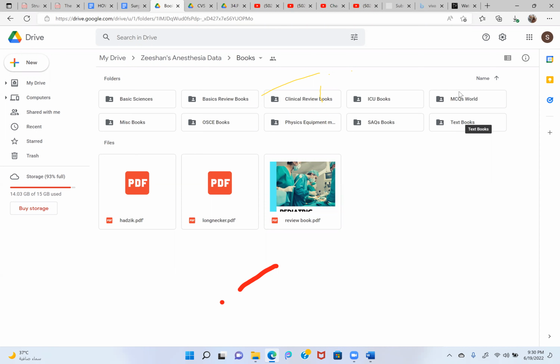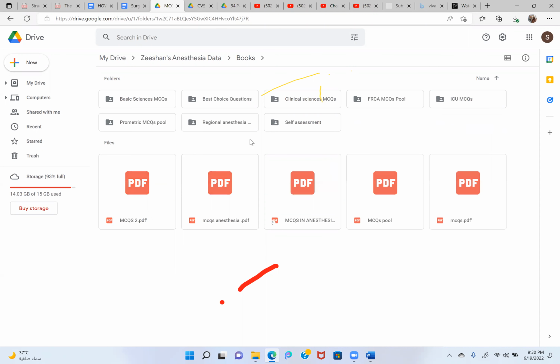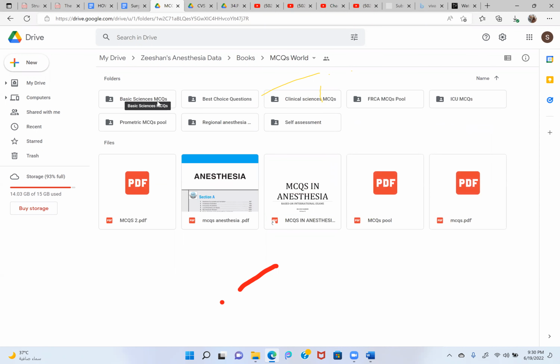Oxford is also there. In the MCQ books, you will find MCQs related to basic sciences, clinical sciences, some pools. Okay, this is for the people who are in Saudi Arabia for Prometric in Saudi Arabia or UAE. I had to put it in the same folder.